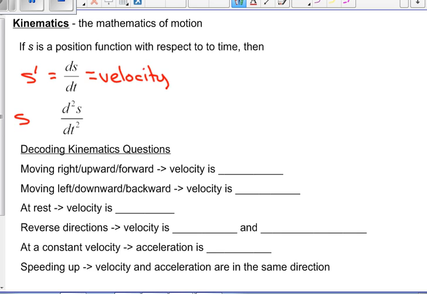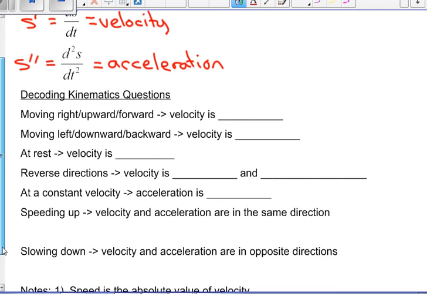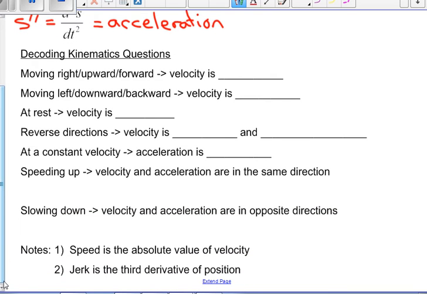The second derivative would be in units of time squared, so it would be acceleration. Now we need to be able to decode some of these kinematics questions. So velocity is slightly different than speed. Velocity gives us direction as well.